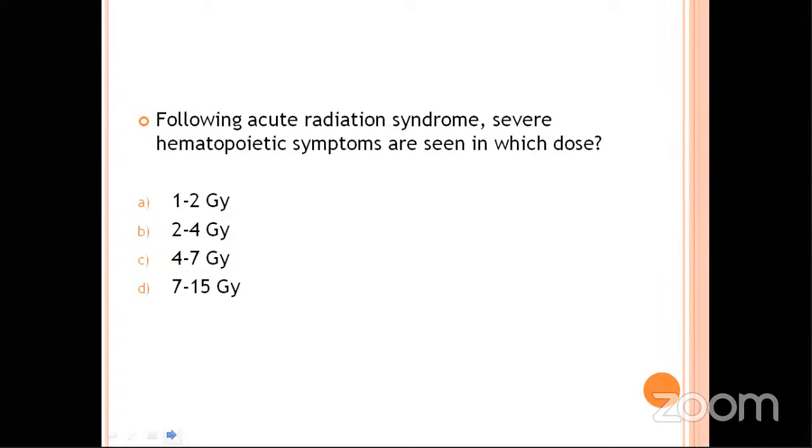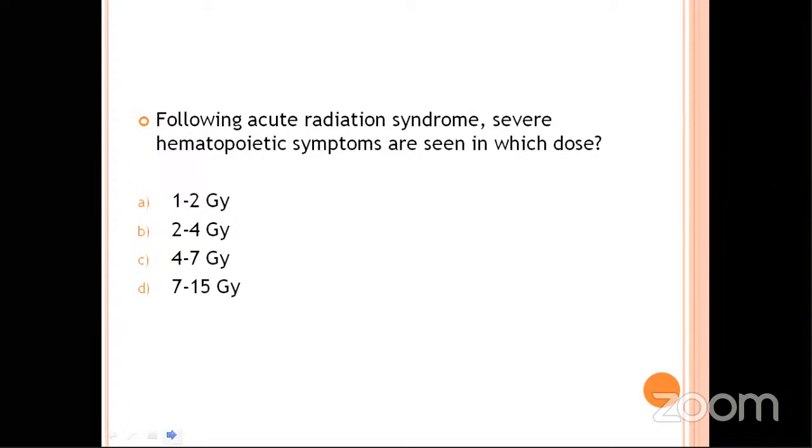Following acute radiation syndrome, severe hematopoietic symptoms are seen in which dose? In the lockdown time, you must be aware of the LG issue, right? In Vizag, there was an accident which led to acute radiation syndrome in so many people. Some other examples I can narrate are the Chernobyl accident and the Bhopal gas issue. Whatever is given as a treatment, if it exceeds the dose, it may cause very serious effects.